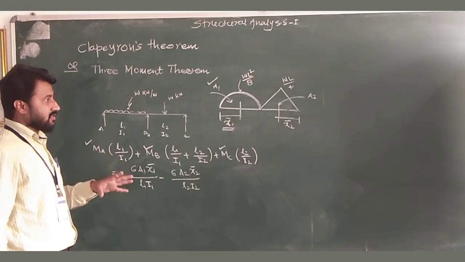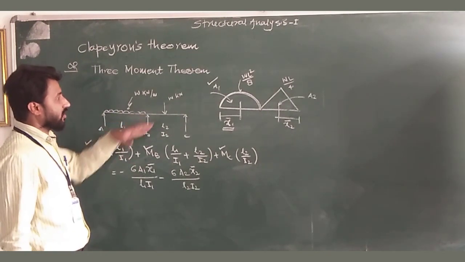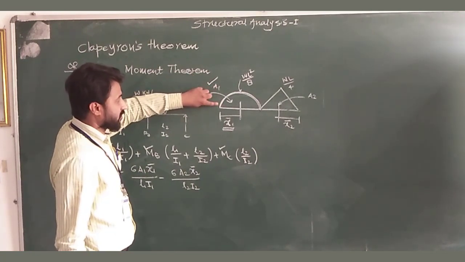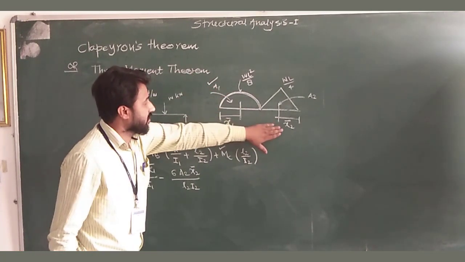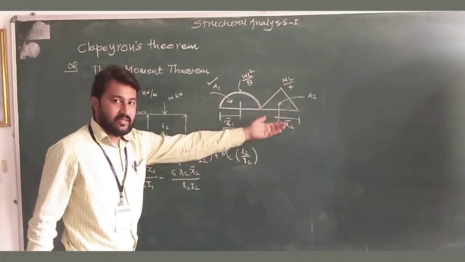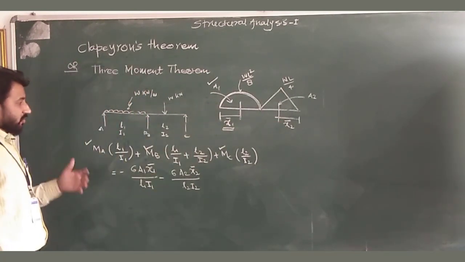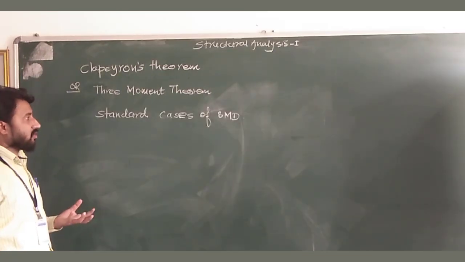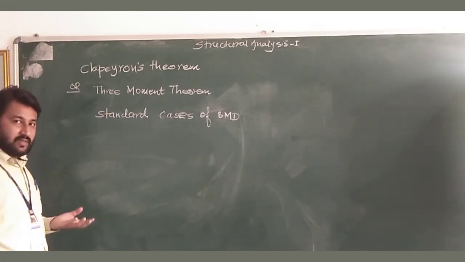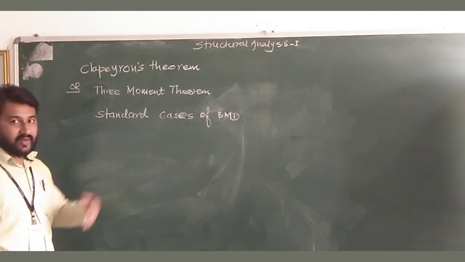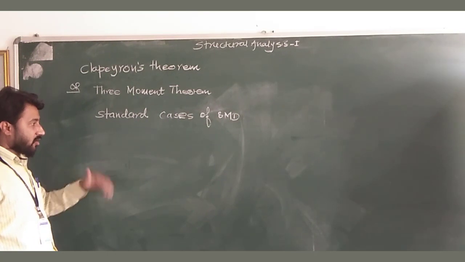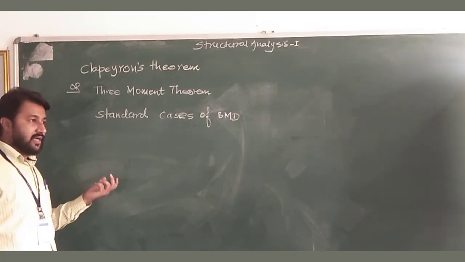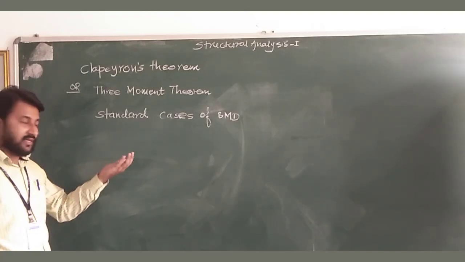So the very first thing which we have to learn in this particular unit is the area of the respective bending moment diagram and the CG from the left side and the right side of the support. We will see those things first. Before solving any numerical in this three-moment theorem, we will see the standard cases of the bending moment diagram according to their load condition, and we will see the area of that particular diagram and the center of gravity from the left side and the right side.